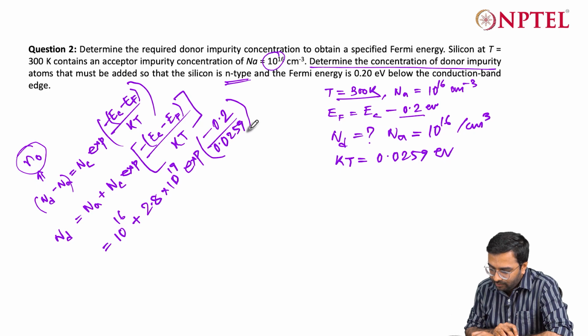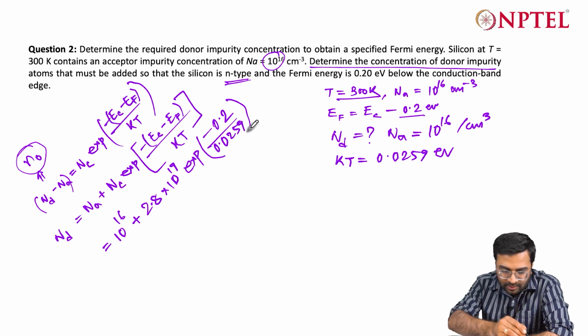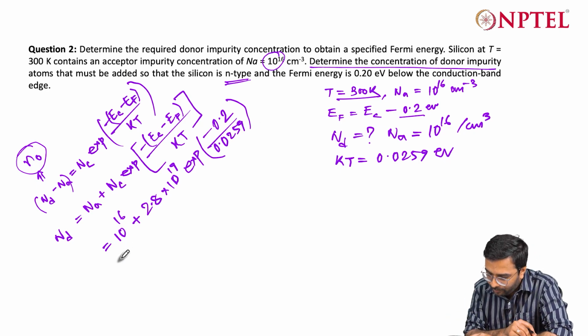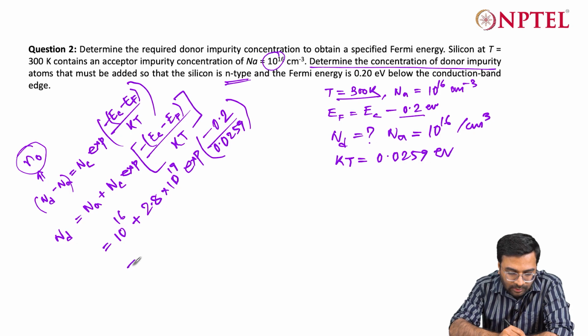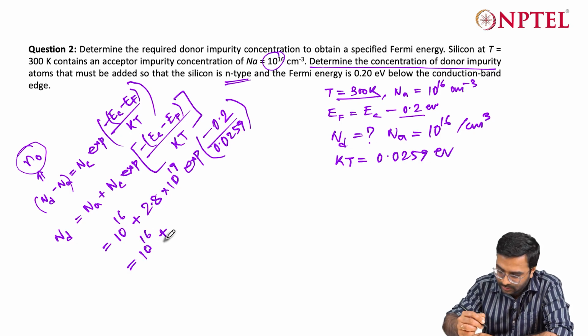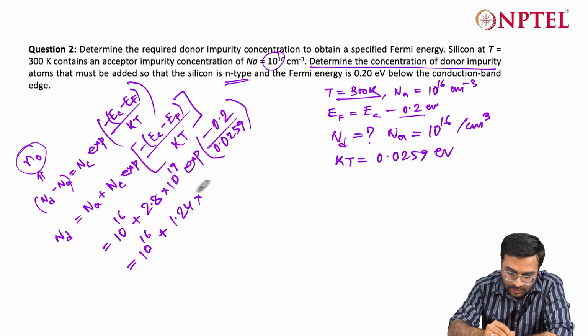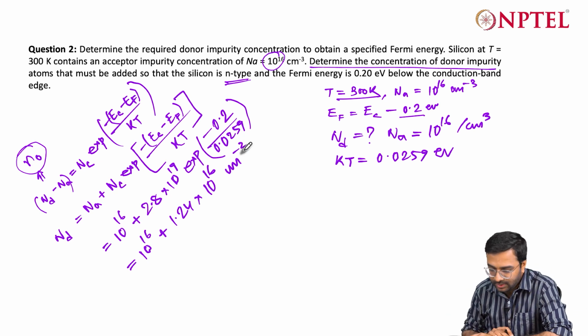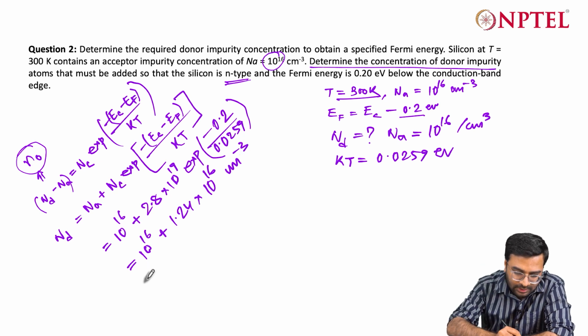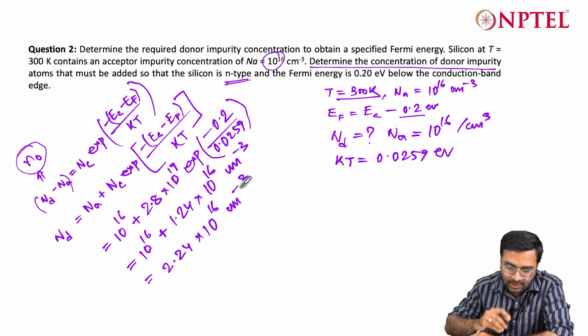Right. Now, if this is the case, then the value of Nd will be 10 to the power 16 plus 1.24 into 10 to the power 16 per centimeter cube. Now, this is basically 2.24 into 10 to the power 16 per centimeter cube.